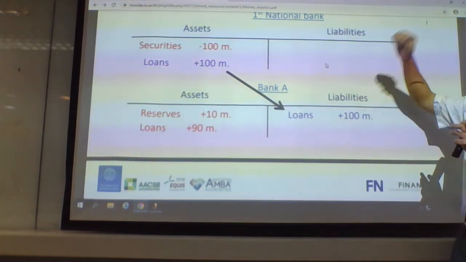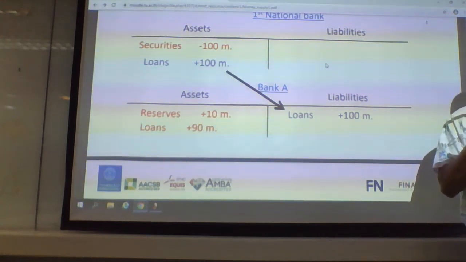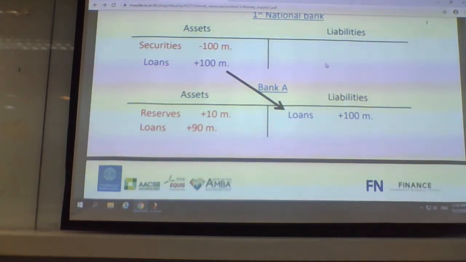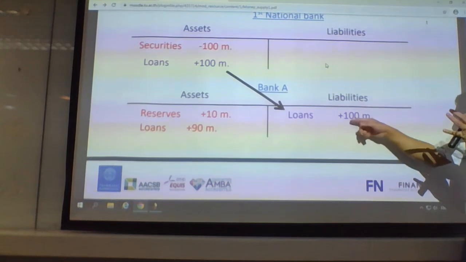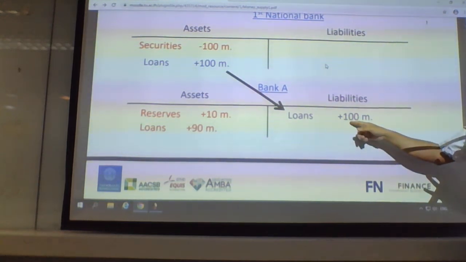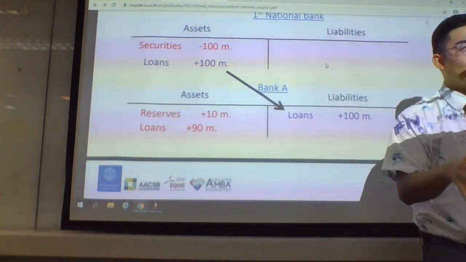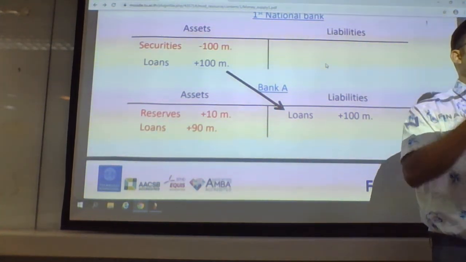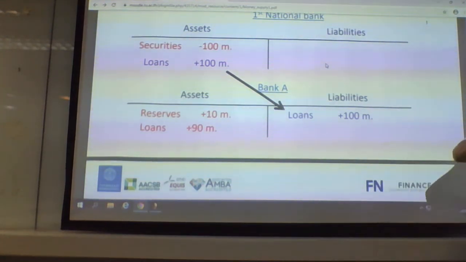Suppose that the First National Bank and Bank A are in the same economy, and in that economy, the central bank implements a 10% required reserve ratio. What does it mean? It means that for 100% of your deposit, the commercial bank will have to keep 10% of that deposit as the reserve. And the rest, the 90% of that money, the bank can make loans.